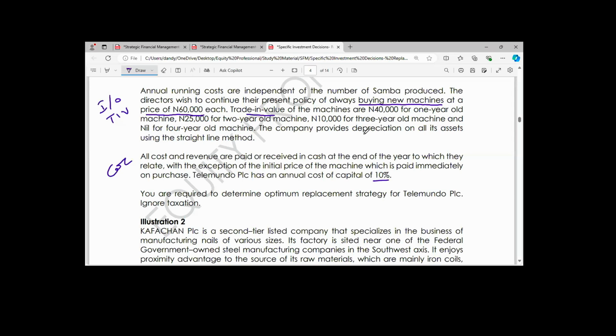Thank you very much, Jacob. You can see for the requirement, the examiner is asking you to determine the optimum replacement strategy for Telemundo PLC. So you want to determine the replacement cycle that the company should adopt. Therefore, what are you supposed to do? Without wasting more time, let me stop sharing this and move to the working notes.